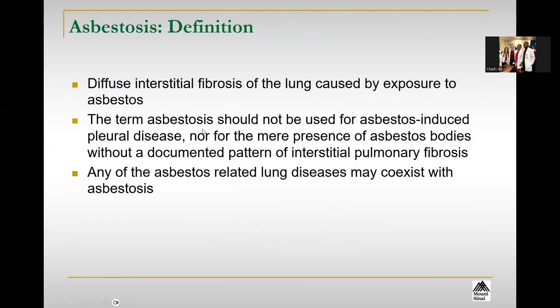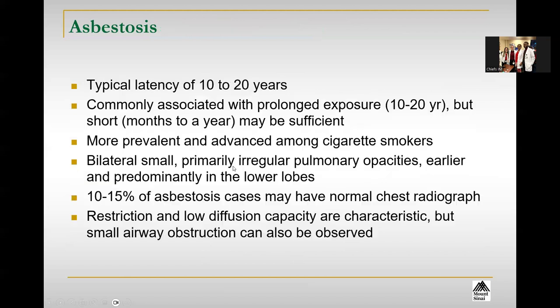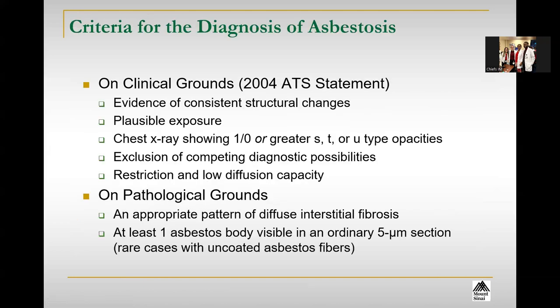So the term asbestosis should be reserved for the interstitial pattern of disease. Asbestosis is a long latency disease. 10 to 20 years are typical, sometimes longer than that. And in a few cases, the changes may not be detected by chest radiograph, but in this day and age with CAT scans, it's really impossible to miss.